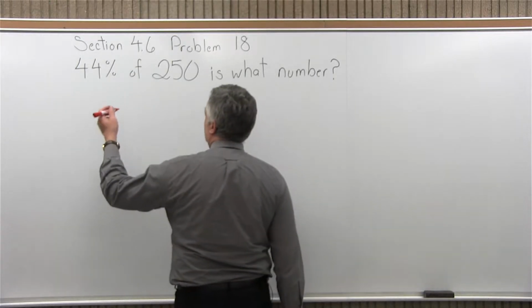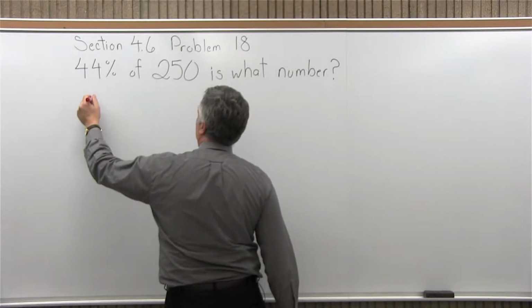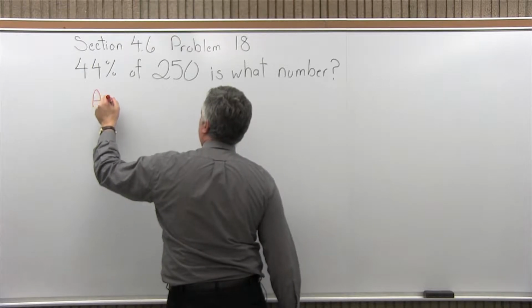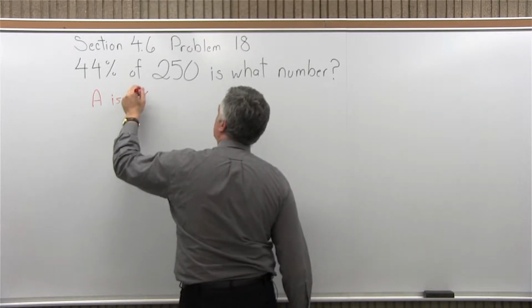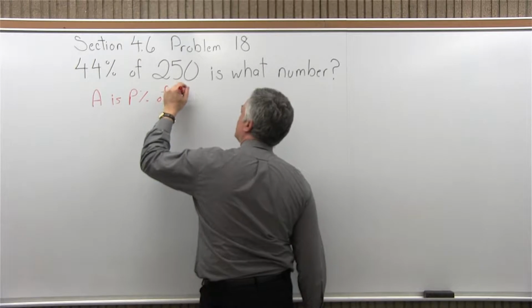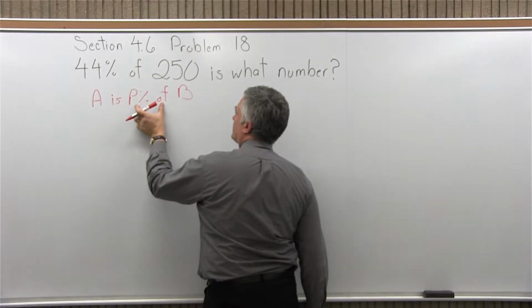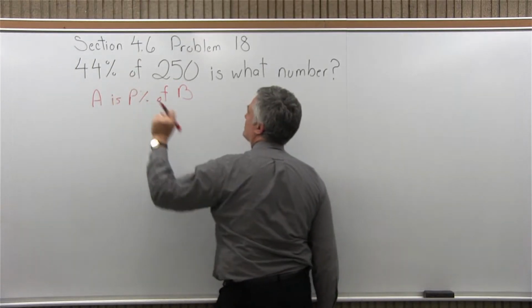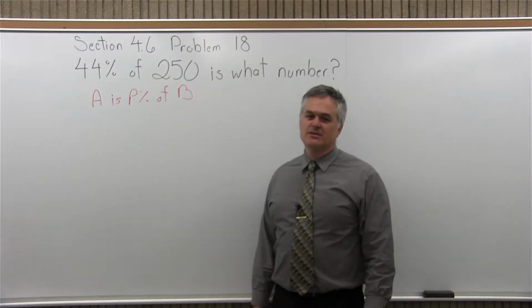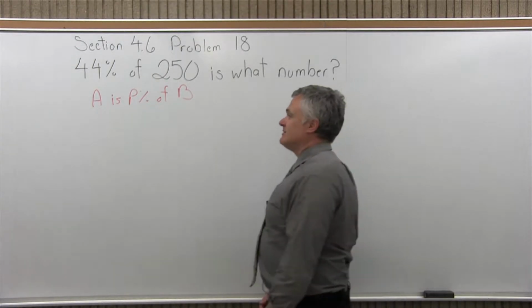Now, to do this process with the proportion, we want it in the form A is P% of B, and that's really not what we have. The way we want it, the percent of is in the middle. The way it's written, the percent of is in the beginning. So I have to rewrite it.